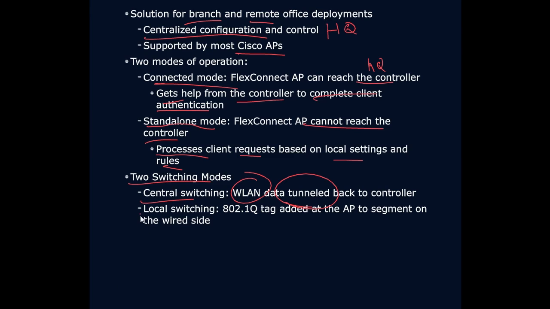We also have local switching. Now, local switching allows 802.1Q tags to be put into place, and the AP to deliver the traffic to the wired side locally where it is. So no tunnel taking place for the data of the wireless network there. So these are the different modes. We have connected mode and standalone mode, and we have central switching and local switching. Please know these terms. I'm going to be referencing them as we go forward in this lesson.